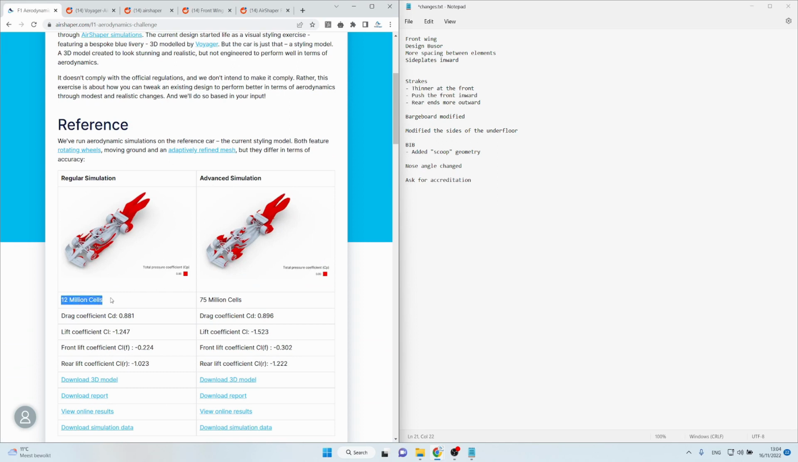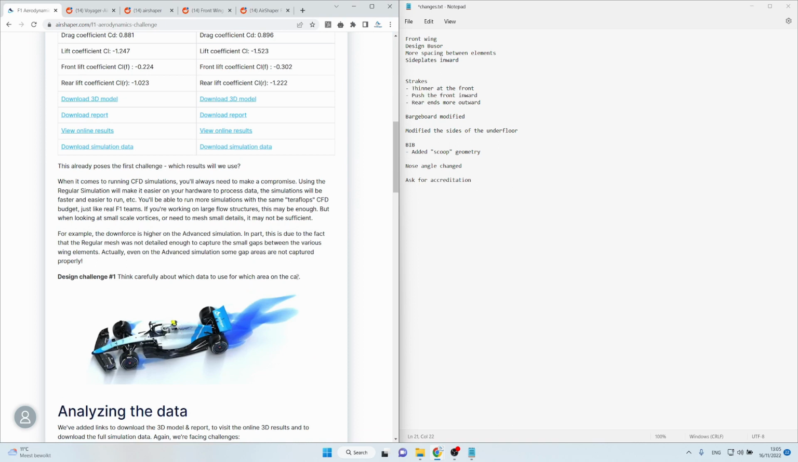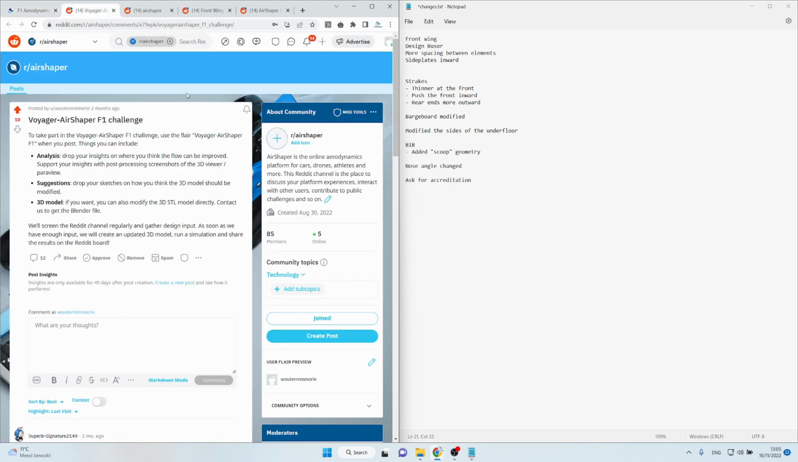One was around 10, 12 million cells, and the other one was 75 million cells. And we shared the results with the public, and we asked the public to inspect the results, analyze the results, and come up with ideas on how to improve it, or even create 3D models. And we had, or we still have, a Reddit channel.